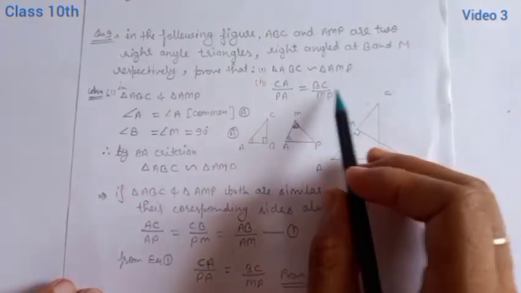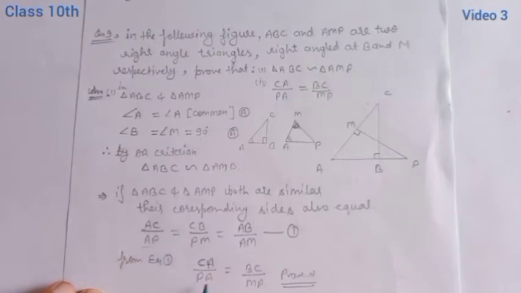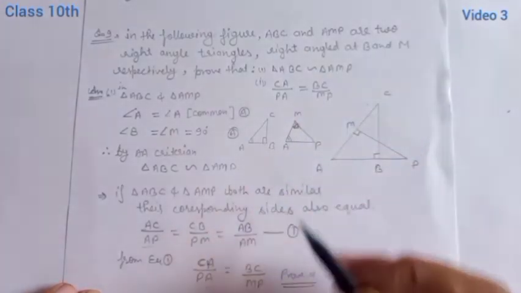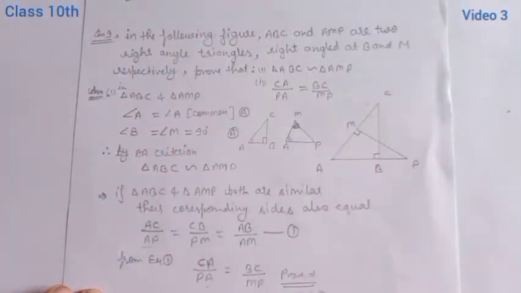But now check, we have to prove CA upon PA, yes, it is here, and the second is BC. Only these two parts we will take here. So from equation 1 we can take only these ratios of the two sides, which is equal to what we have to prove here. So students, it is proved now.